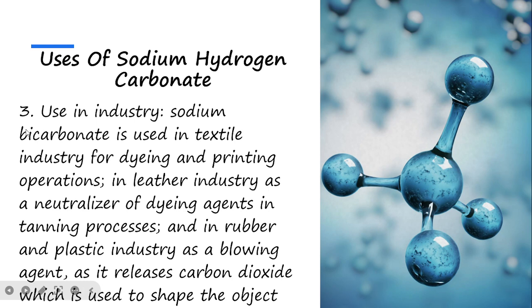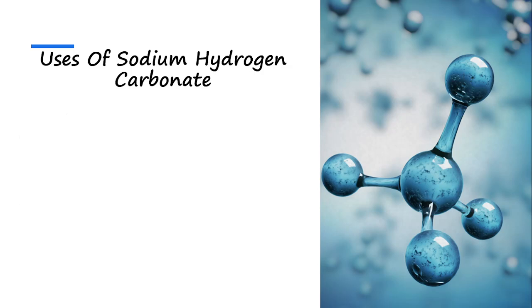The other use is in industry. Sodium bicarbonate is useful in the textile industry for dyeing and printing operations. In the leather industry, it is used as a neutralizer of dyeing agents in the tanning process, and in the rubber and plastic industry as a blowing agent, as it releases carbon dioxide which is used to shape the object. So those are the uses of sodium bicarbonate in industry.